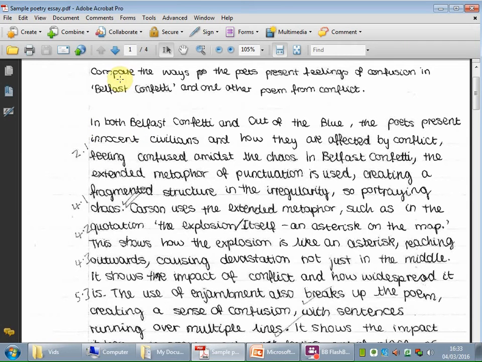Okay, so the title is: Compare the ways the poets present feelings of confusion in Belfast Confetti and one other poem from Conflict. Key word here, or key idea, is feelings of confusion. And be careful, because in exams sometimes people just see the name of the poem, think, oh, I'll compare that poem with something else that I know, and miss the fact that you need to be writing about feelings of confusion and focusing your ideas and planning around that idea particularly.